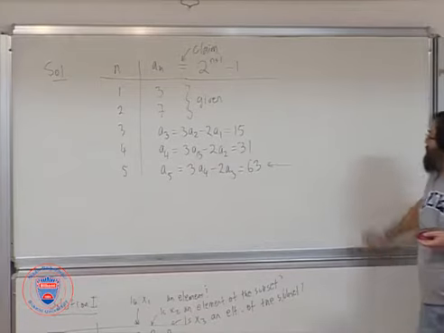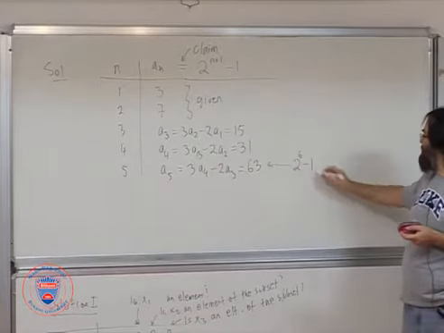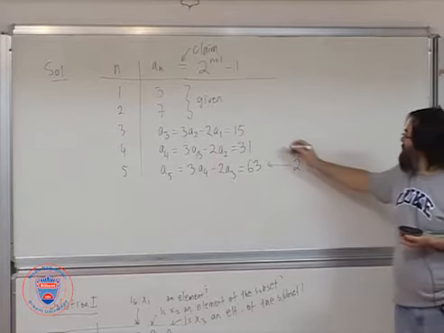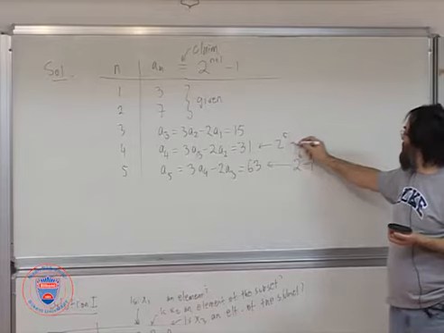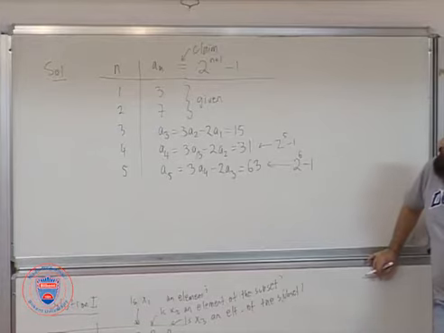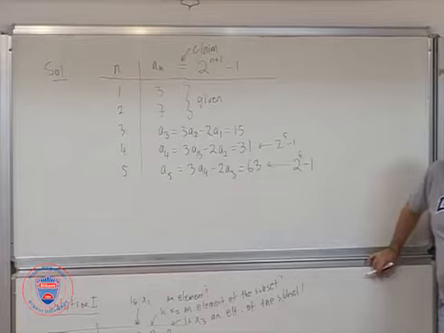For 5, you get 2 to the 6 minus 1, 64 minus 1, 63. For 4, you get 2 to the 5 minus 1, 32 minus 1, 31. So it's the formula. Okay, so that's our claim. a_n is that.